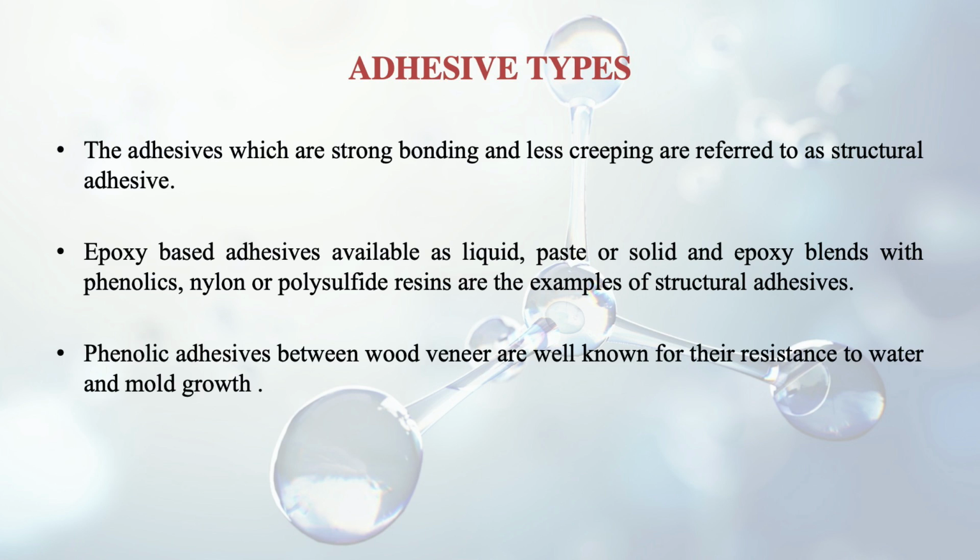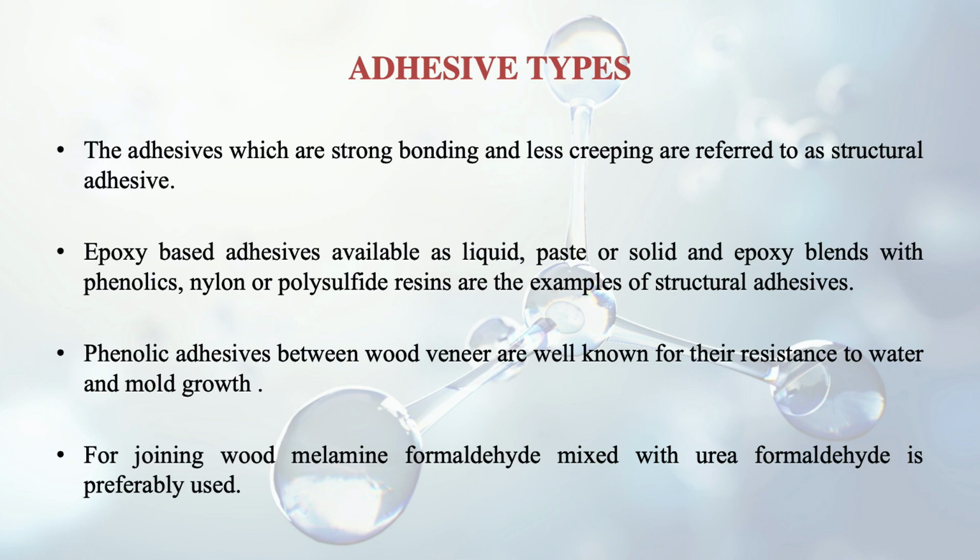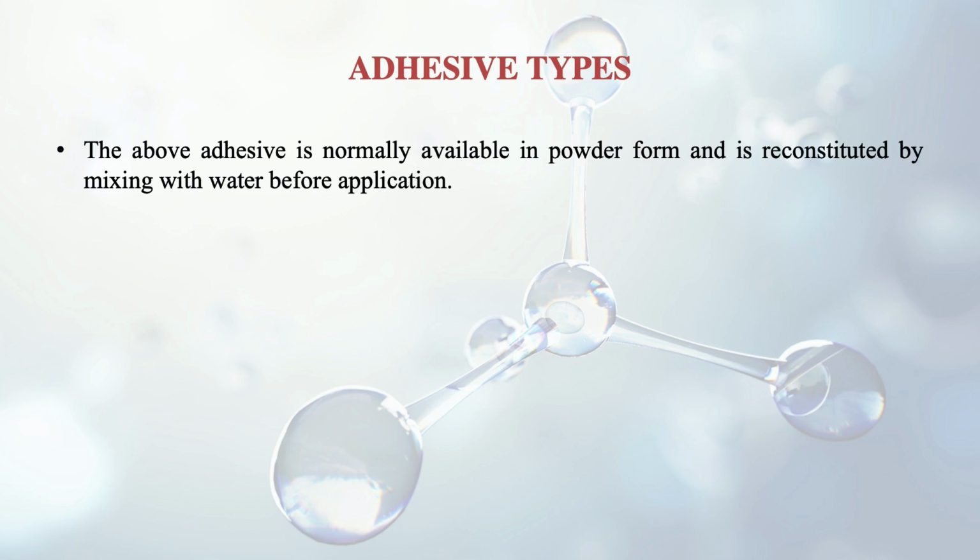Phenolic adhesives between wood veneer, they are well known for their resistance to water and mold growth. So with wood we can use the phenolic type, so then we will not get the softening of the wood, or other type of creatures like termite or fungi may not come in. So phenolic can be added with this wood. For joining wood, melamine formaldehyde mixed with urea formaldehyde is preferably done. The above adhesive is normally available in powder form also. This melamine formaldehyde is available in powder form and is reconstituted by mixing with water before application. So we need to mix it with water.